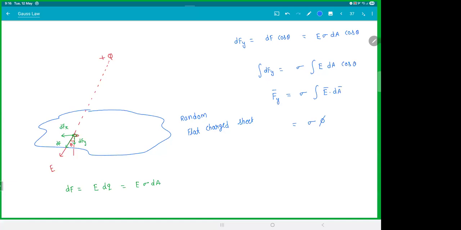So the vertical force, we cannot calculate Fx here. So Fx cannot be found. If there's a horizontal component, we cannot calculate it. But for symmetrical objects, Fx will cancel out. For symmetrical shapes, Fx would be 0. So this is your result, which you can remember.